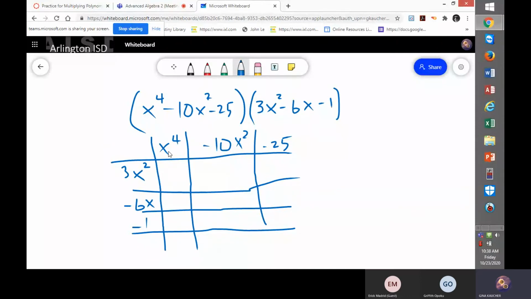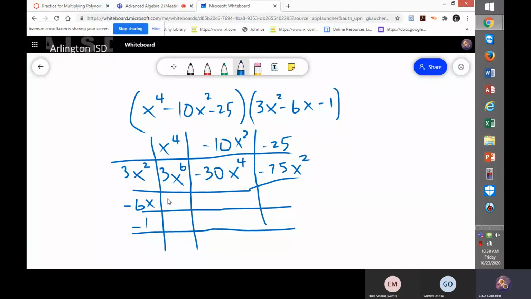So you're going to take 3x squared times x to the 4th. So that would be 3. 2 plus 4 is 6. So 3x to the 6th. 3x squared times negative 10x squared. Some of you will really like this method and some of you will not. So 2 plus 2 is 4, and then you have 3x squared times negative 25 is negative 75x squared.